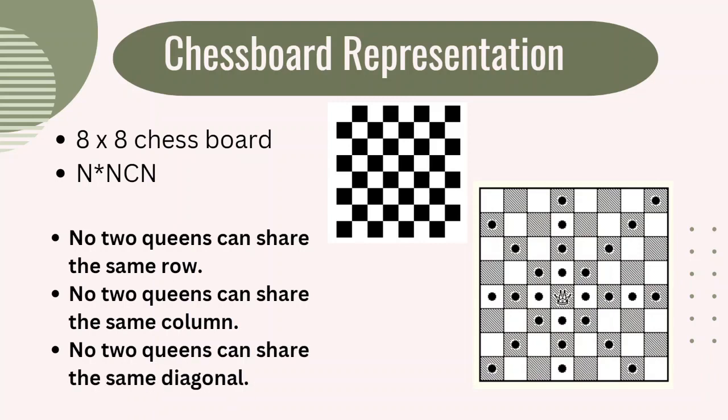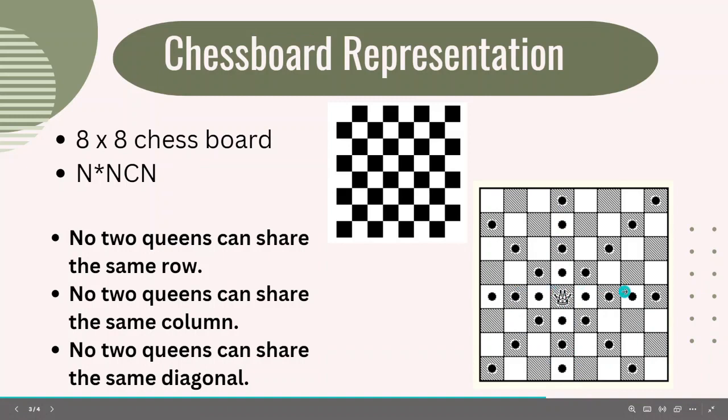So yes, this is how a chessboard is represented. Consider this chessboard. This is an 8 by 8 chessboard, and a queen can move N by N times. So this is the maximum number of times a queen can move. And this is the problem.